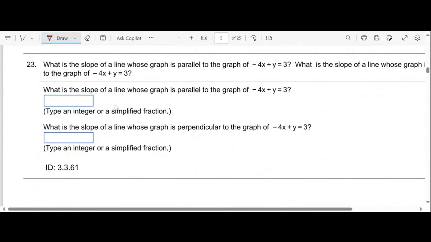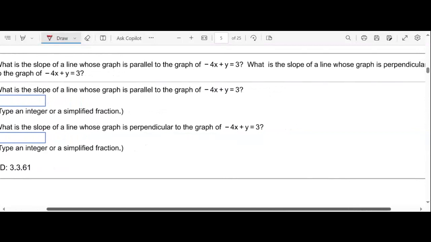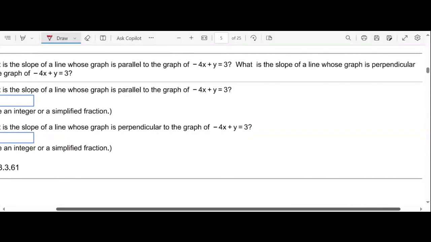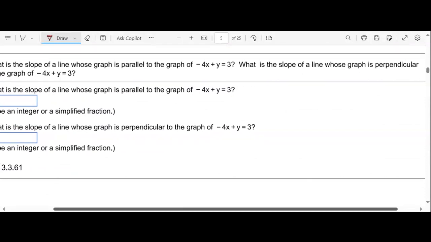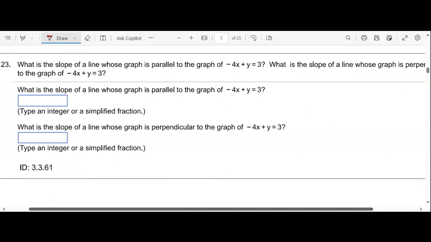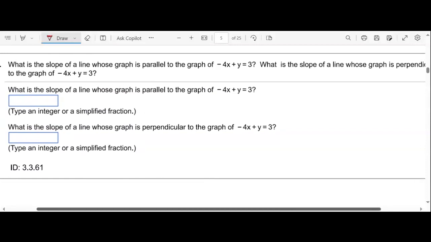Read, Aziz, in a loud voice. What's the slope of a line whose graph is perpendicular to the graph of the negative 4x plus y equal 3? What is the slope of a line whose graph is perpendicular to the graph of the negative 4x plus y equal 3?